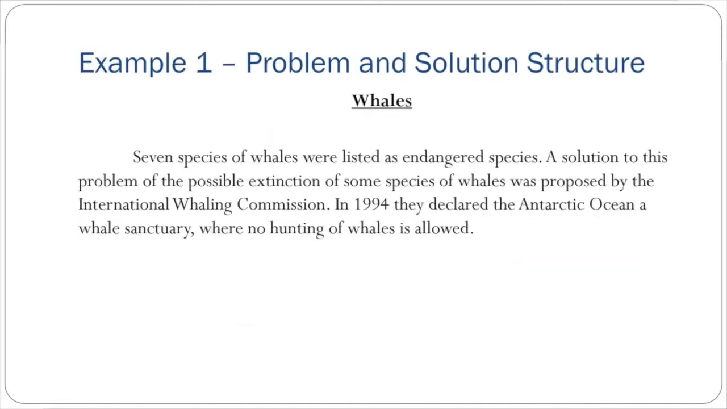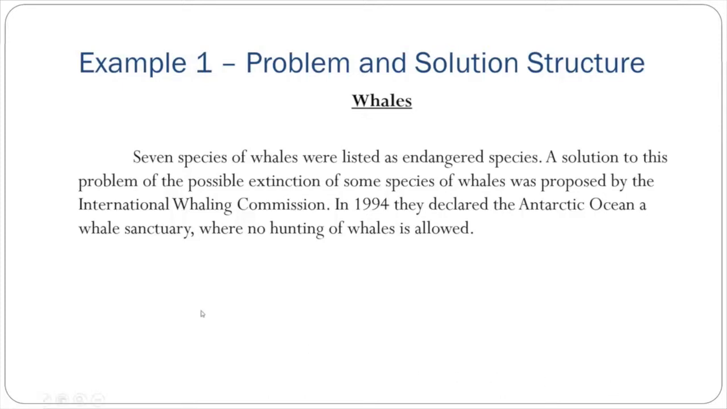Here is an example of the problem and solution text structure. The article is titled Whales. 7 species of whales were listed as endangered species. A solution to this problem of the possible extinction of some species of whales was proposed by the International Whaling Commission. In 1994, they declared the Antarctic Ocean a whale sanctuary, where no hunting of whales is allowed.